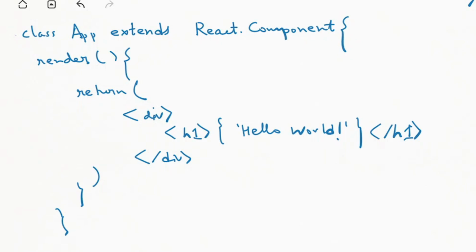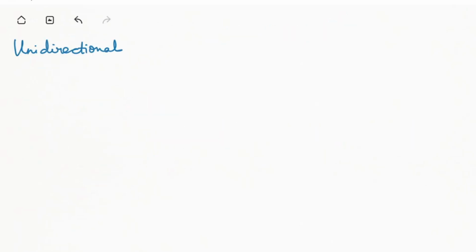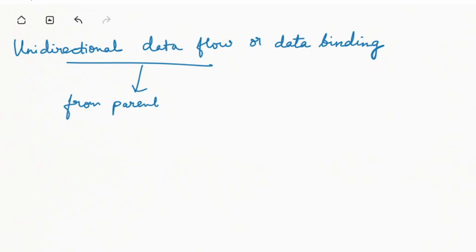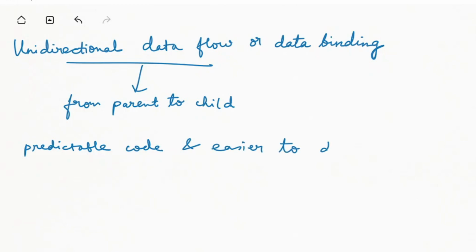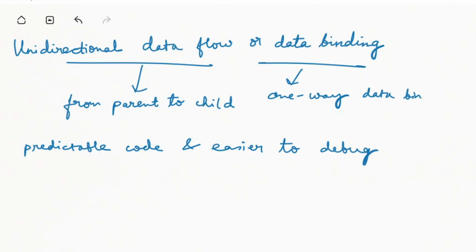The next feature is unidirectional data flow, or data binding. It's basically the flow of data from the parent to the child component. This makes our code pretty predictable and easier to debug. So we can say that it is a one-way data binding model.